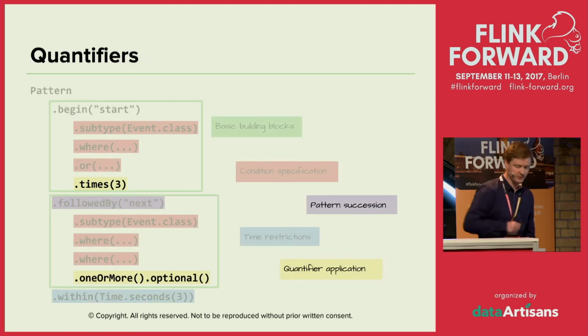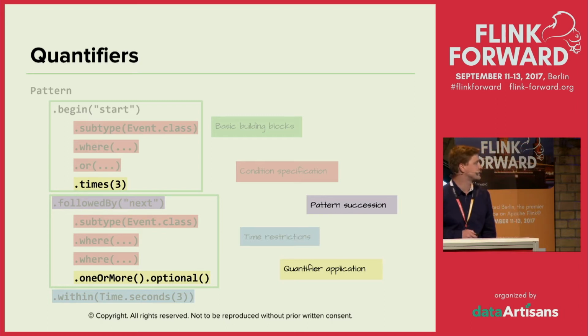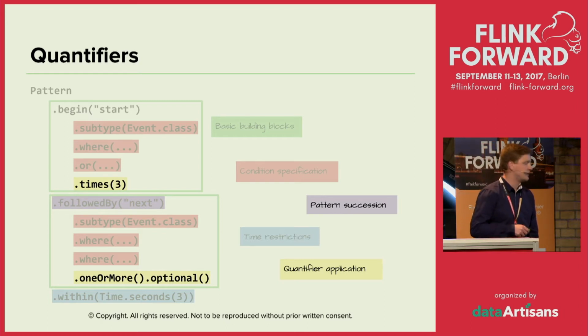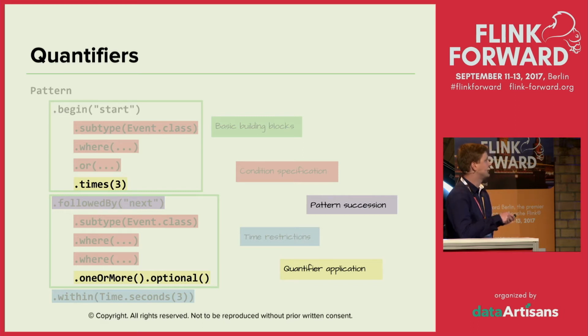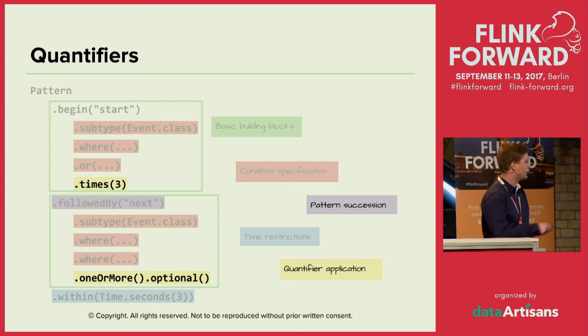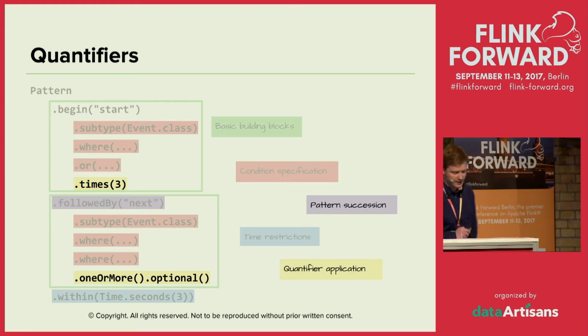So for that use case, we can use so-called quantifiers that specify that a block of the pattern can occur, we expect that kind of event will occur 3 times in our sequence, or we can say that it can occur some unbounded number of times, or even that it is only an optional block of our pattern.